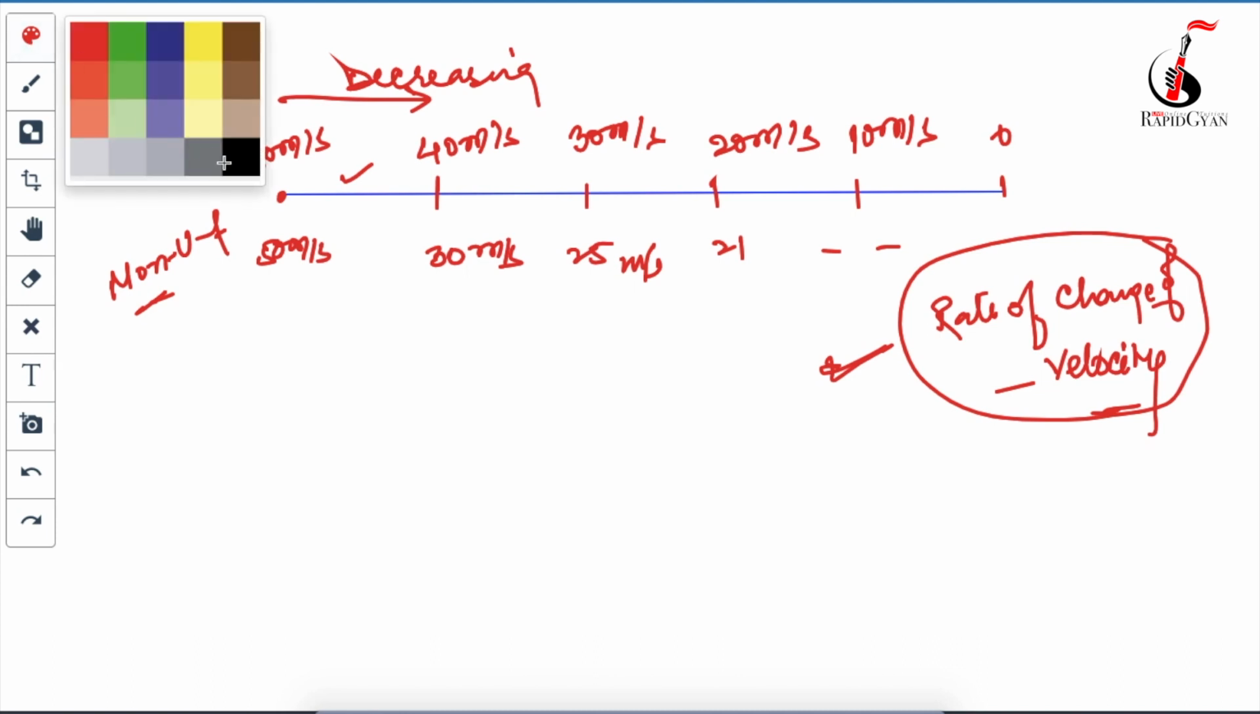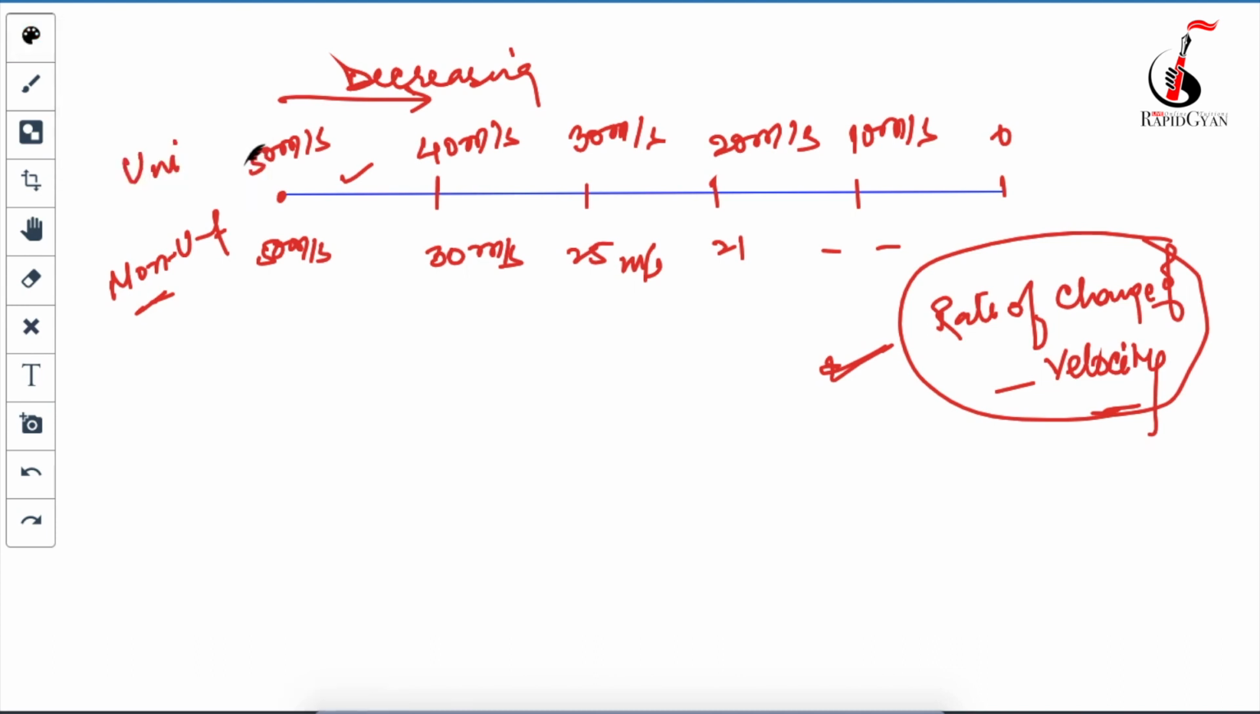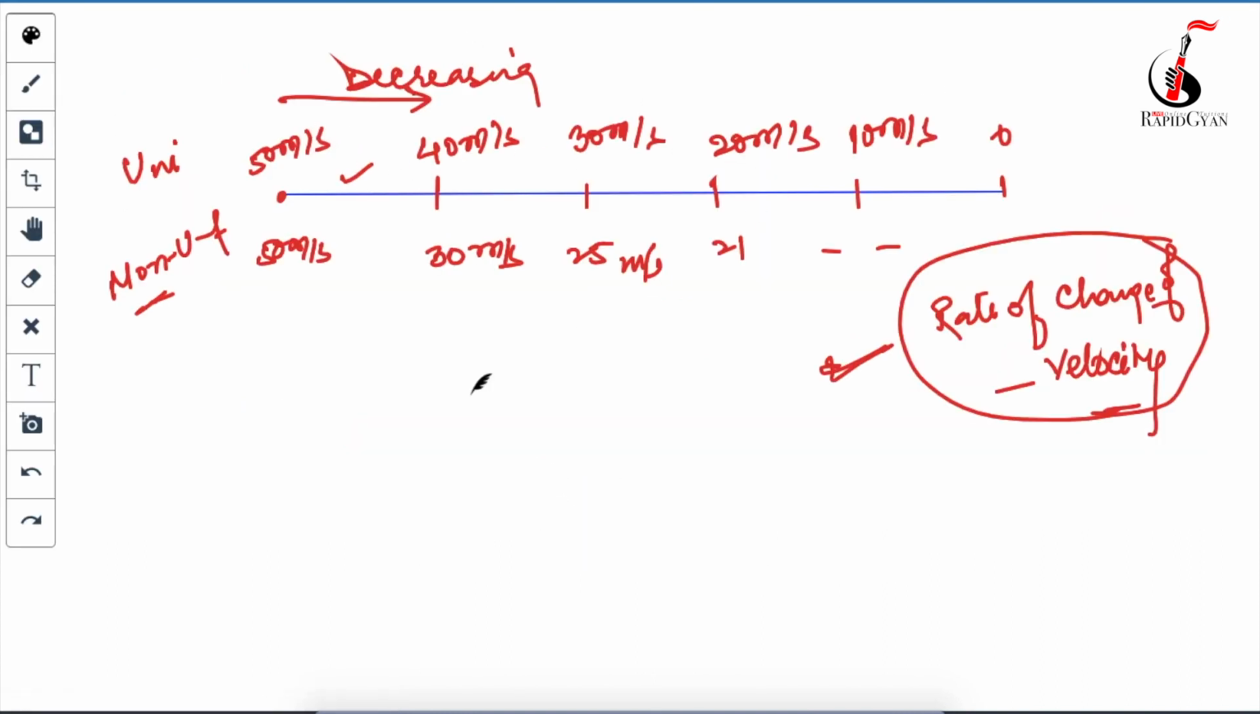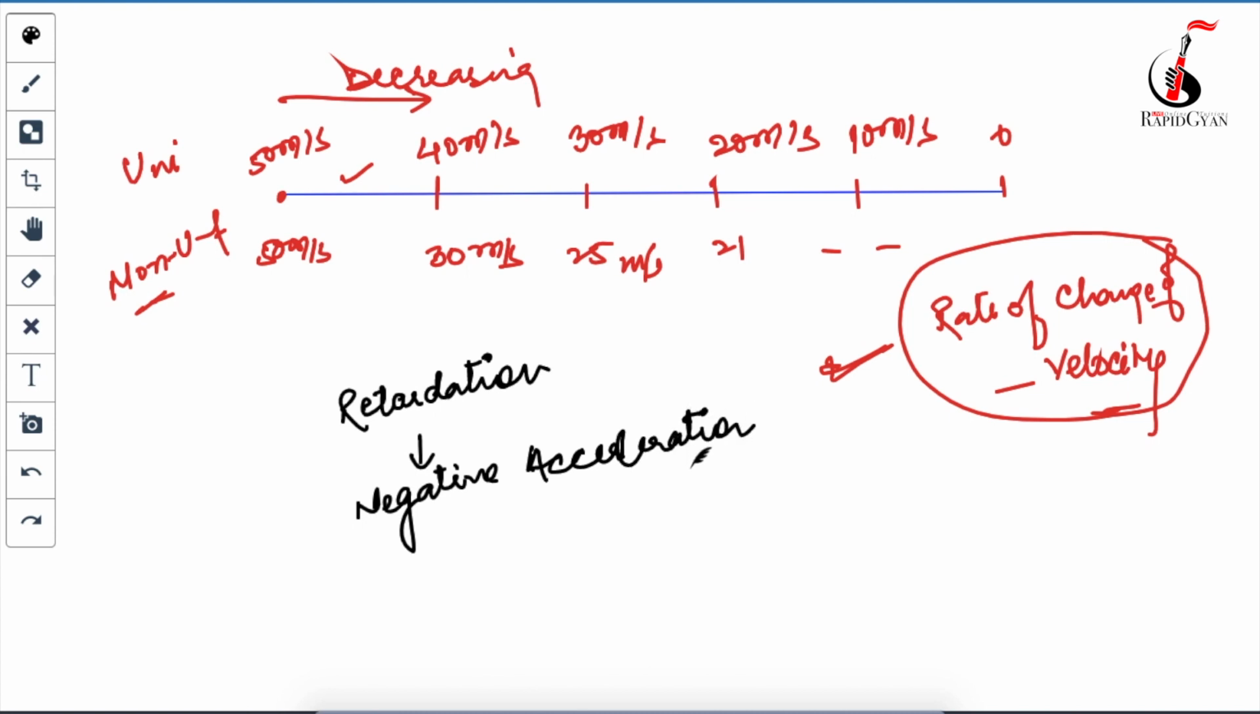So remember one thing, beta, when there is a rate of change of velocity, if it's increasing, in that case it is called acceleration. But if your velocity is decreasing, in this case it is called your retardation. What do you call, beta? Retardation. And this is also called negative acceleration, because it's decreasing, correct? So both the terms are correct. Either it's a retardation or it's a negative acceleration.